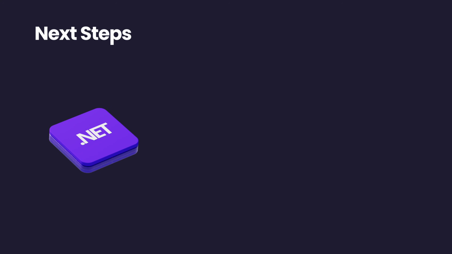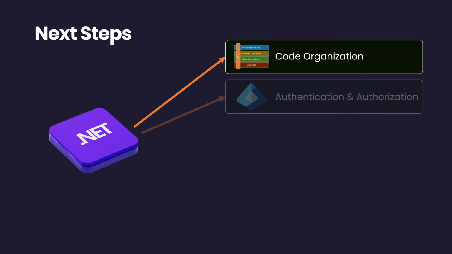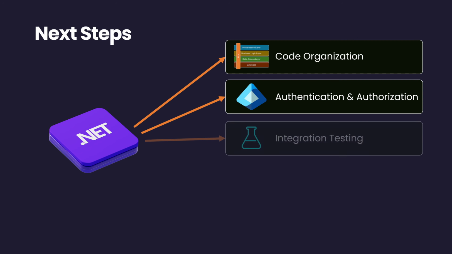So where do we go from here? First, code organization. Right now, everything is in one place, which becomes a nightmare in big applications. You can use vertical slice architecture to keep your features clean and isolated. Then, authentication and authorization, and specifically how to secure your APIs with Microsoft Entra ID, the industry standard across most enterprise organizations today.